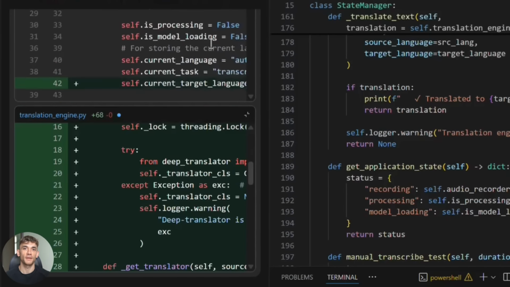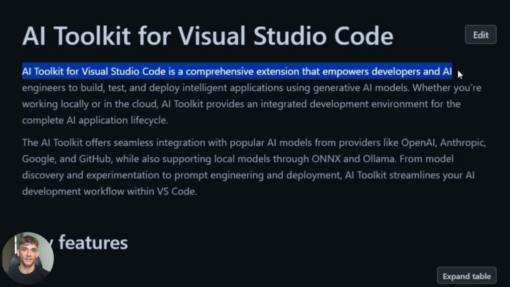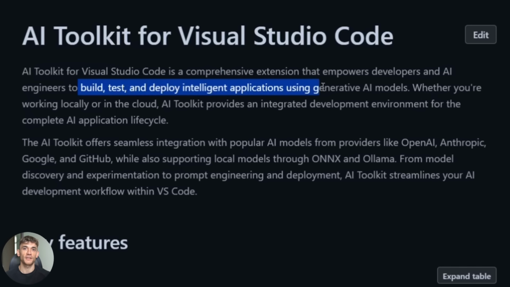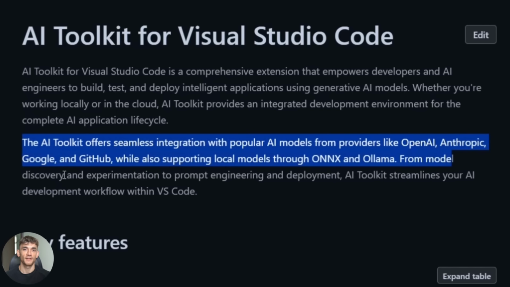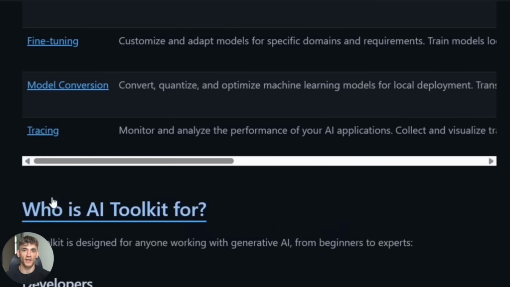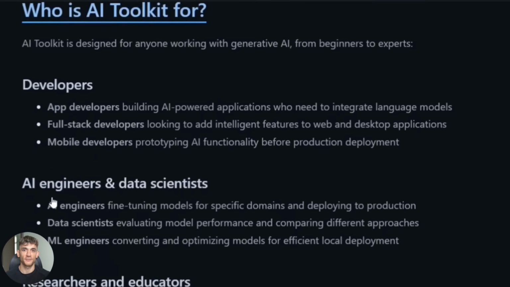So, what exactly is this AI toolkit? It's Microsoft's new VS Code extension that turns your editor into an AI powerhouse. Think of it like having ChatGPT, Claude, and every other AI model built right into VS Code. But it's not just for chat. This thing can browse models, test them, fine tune them, and even deploy them to the cloud.